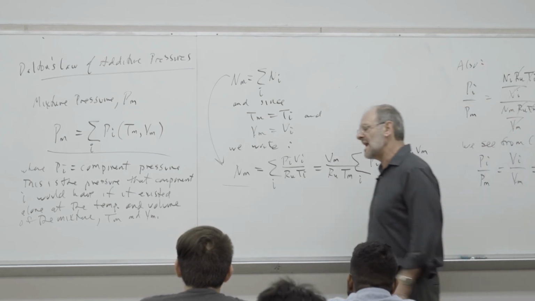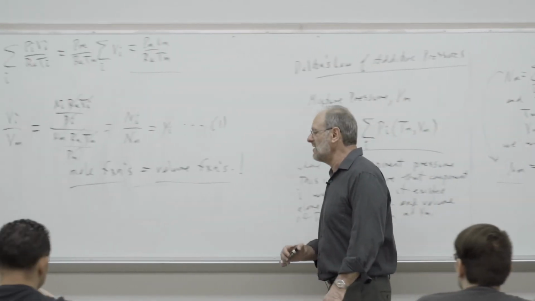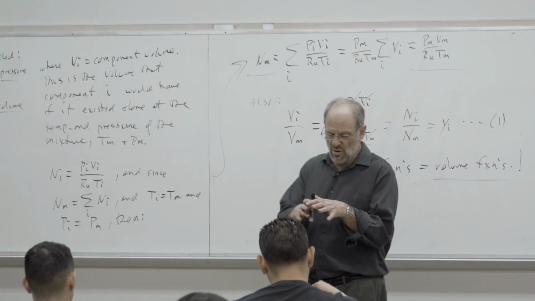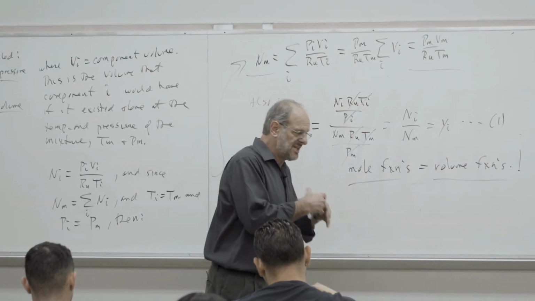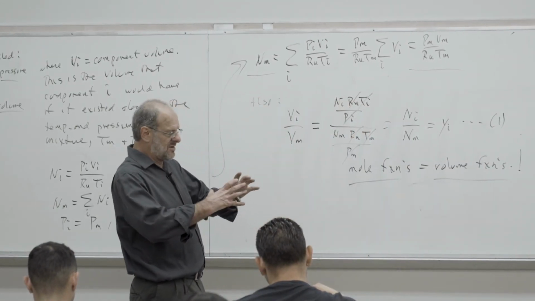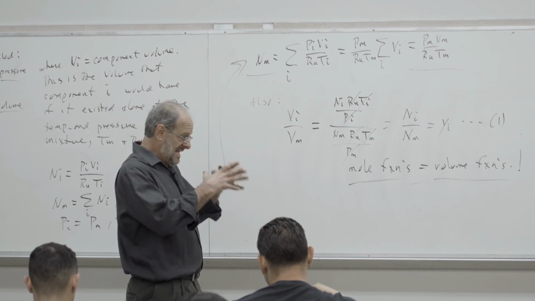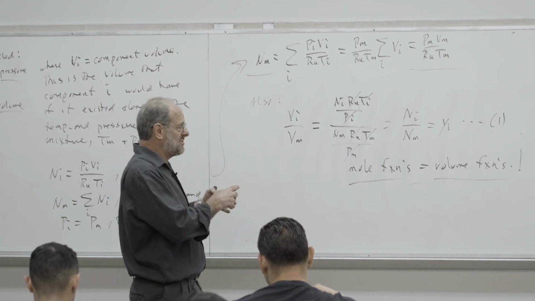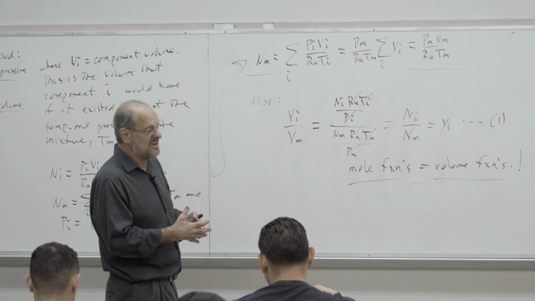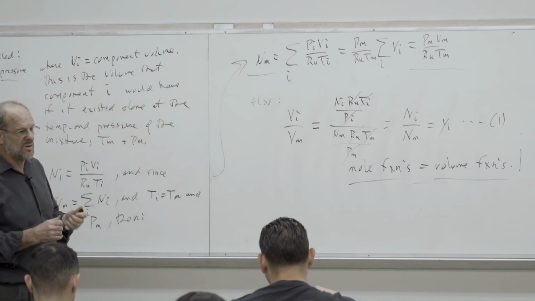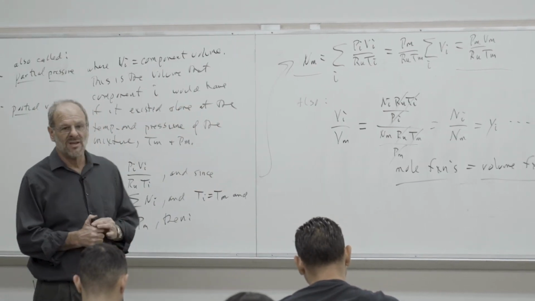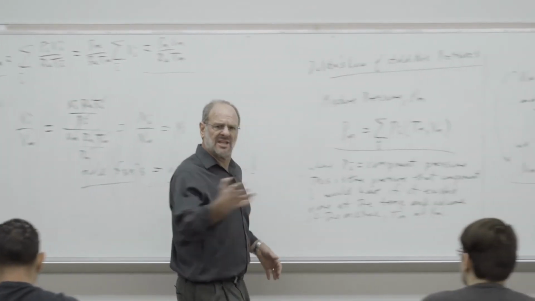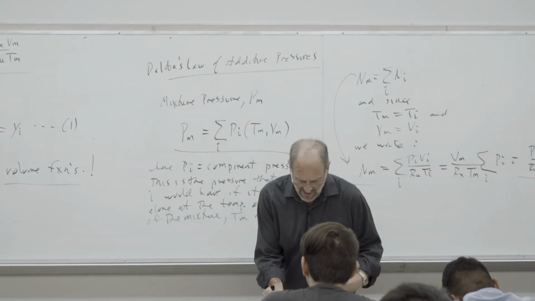Yeah, and again, you're using this device, right? You're assuming that each component behaves as if it existed alone, either at the temperature and at the volume of the mixture, or at the temperature and with the same pressure as the mixture. That's just how we find this works. Okay. So how about one more example problem? Any other questions before? Okay.